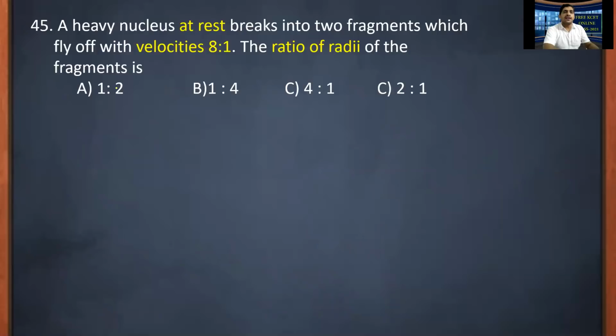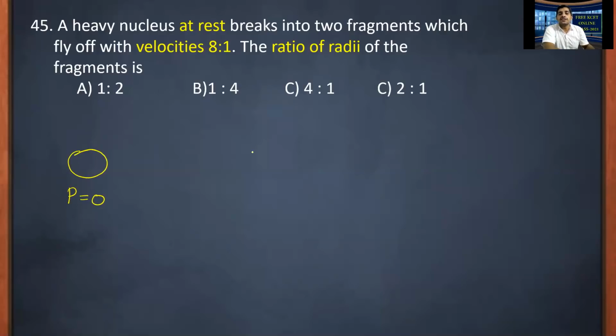Next one. A heavy nucleus at rest breaks into 2 fragments which fly off with velocities in the ratio 8:1. The ratio of radii of the fragments? So if you think of the heavier nucleus, it is given that it is at rest. So what should be the initial momentum? The initial momentum should be 0.